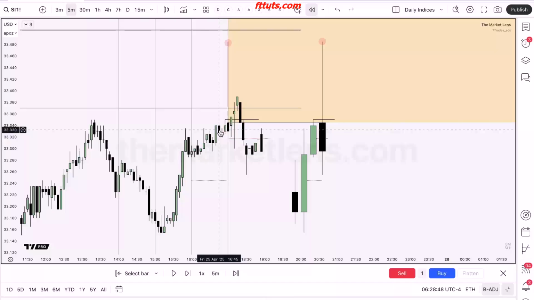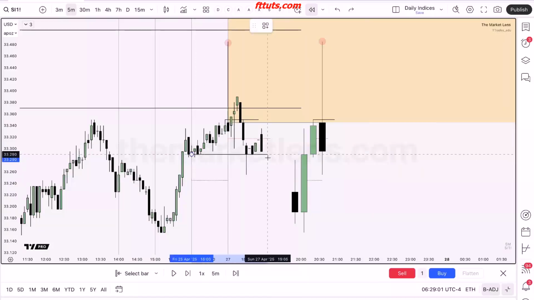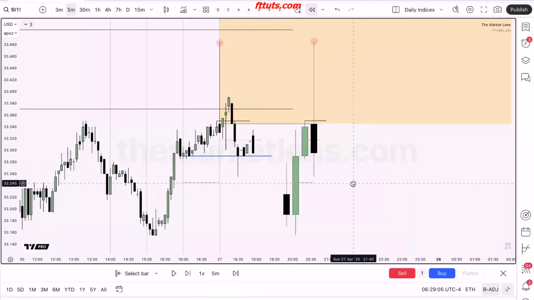Now in this case, you see how it's not very clean in here. It's not a clean low that makes the high. So what I'll do is I'll just use the whole structure there. So you can see, kind of looks something like that. So I'll just use this whole level here. And it's not a great example, but we're just going to go through price action, show what it gives us.